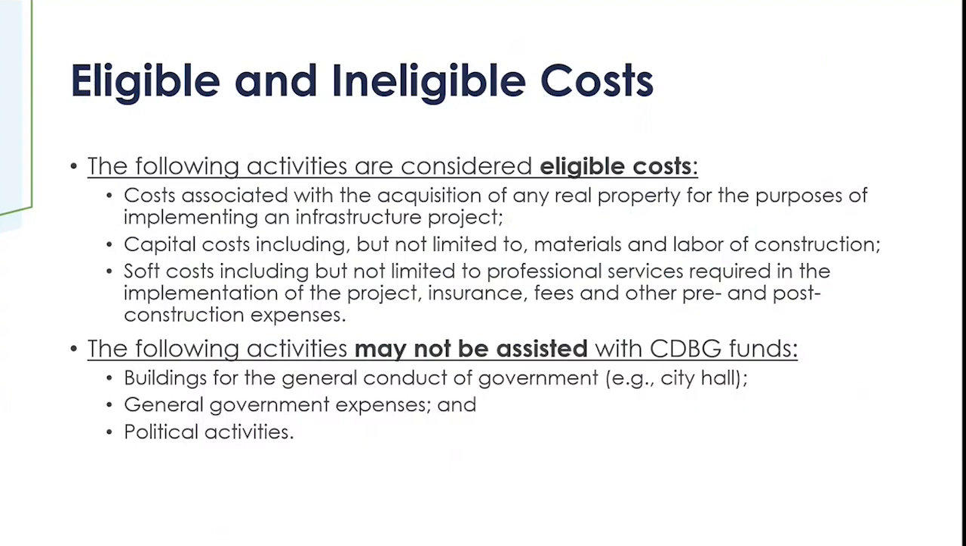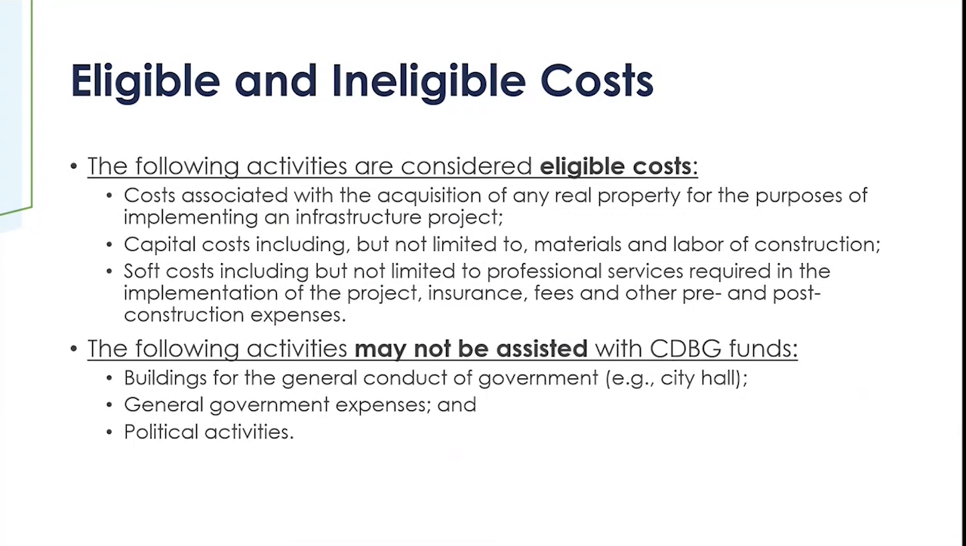When planning the project, it's important to keep in mind what are eligible and ineligible costs for all program activities. Okay, so some examples of eligible costs are going to be any costs that are associated with the acquisition of any real property for the purpose of implementing the infrastructure project. Okay, it also includes capital costs, which are materials and labor of construction. So, really direct material costs, labor costs needed for the implementation of the project.